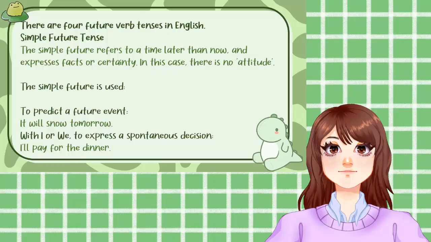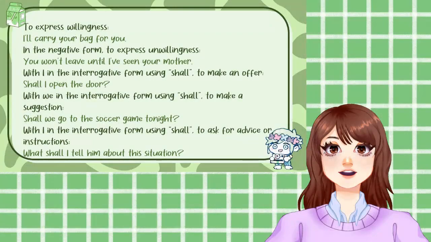I'll pay for the dinner. To express willingness, I'll carry your bags for you. In the negative form, to express unwillingness. For example, you won't leave until I've seen your mother. With I in the interrogative form using shall to make an offer. For example, shall I open the door?